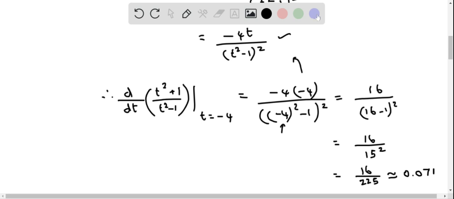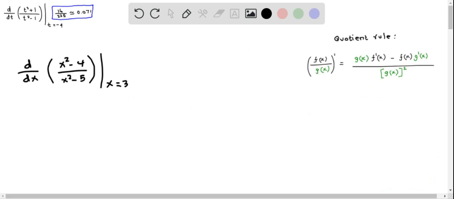Therefore, the derivative is 16 by 225, or approximately in terms of decimal, it is equivalent to 0.071. We now determine the derivative of this rational expression, that is x squared minus 4 over x squared minus 5, evaluated at x equal to 3. So for this, we can utilize the quotient rule.